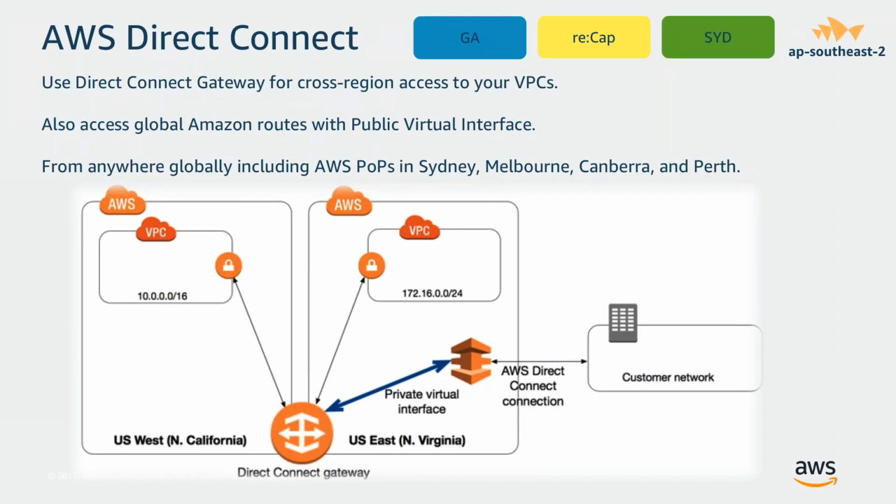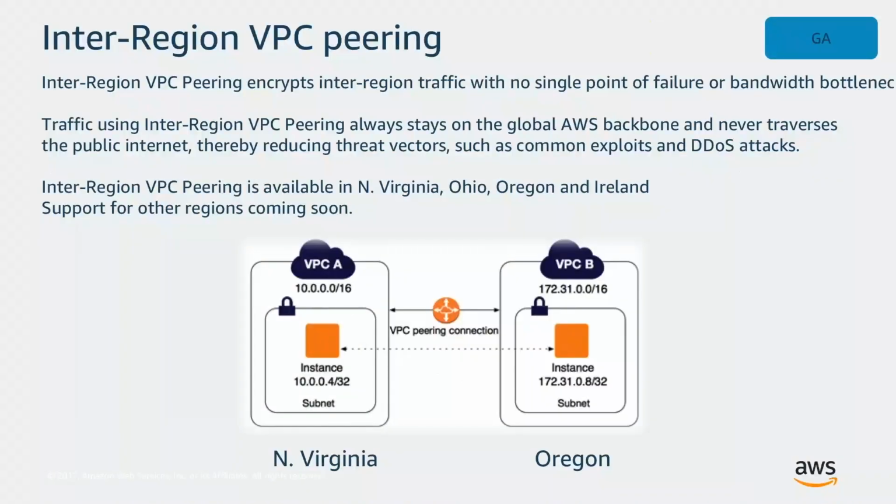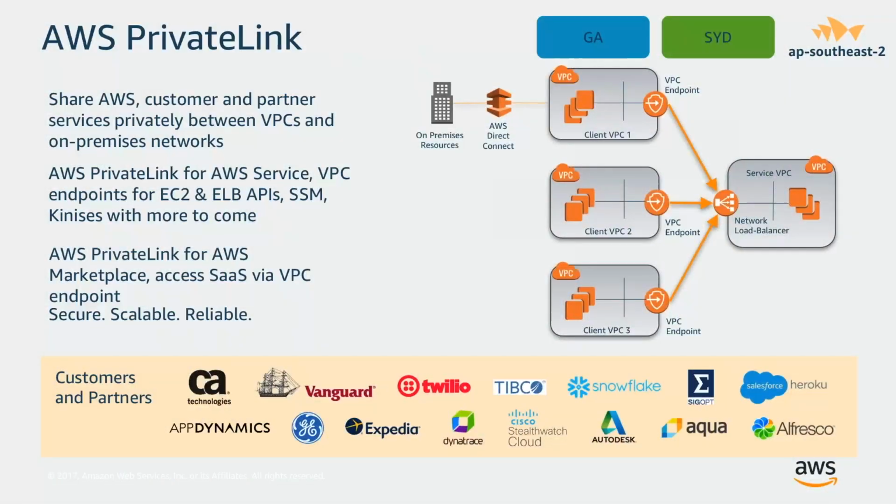On top of that, you'll also be able to talk to any public IP address advertised by AWS. So any service that's built and available publicly on top of AWS, you can use the same Direct Connect link to access that. We also introduced inter-region VPC peering. Previously you could peer VPCs within the same region, and now you can do it across regions. Initially in North Virginia, Ohio, Oregon, and Ireland, with other regions including Sydney coming soon. This allows you to send traffic across the AWS private backbone, so it's not susceptible to different attack vectors for DDoS and other threat vectors. We also encrypt traffic as it traverses our private backbone.